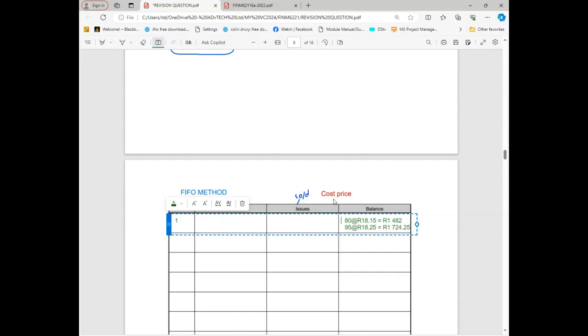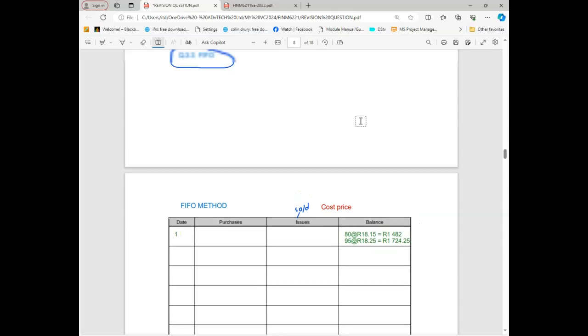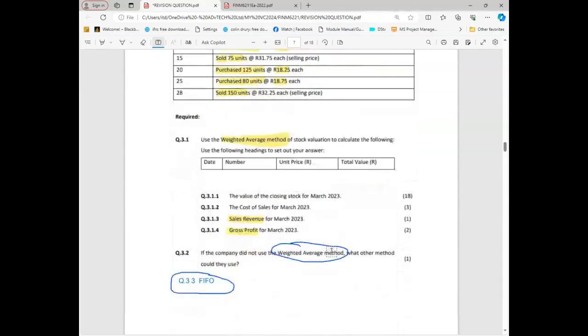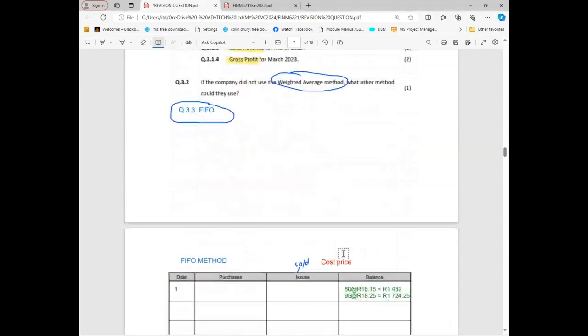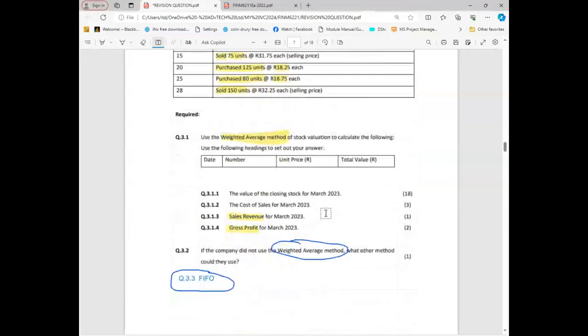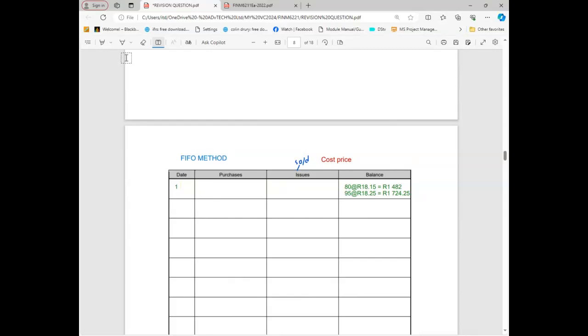Now, let's go and check the transactions. On the second, we sold 110 units. Remember, we don't touch the selling price. So now we're selling 110. Obviously, we know that we must come to the second, right? Yes, it's the second.